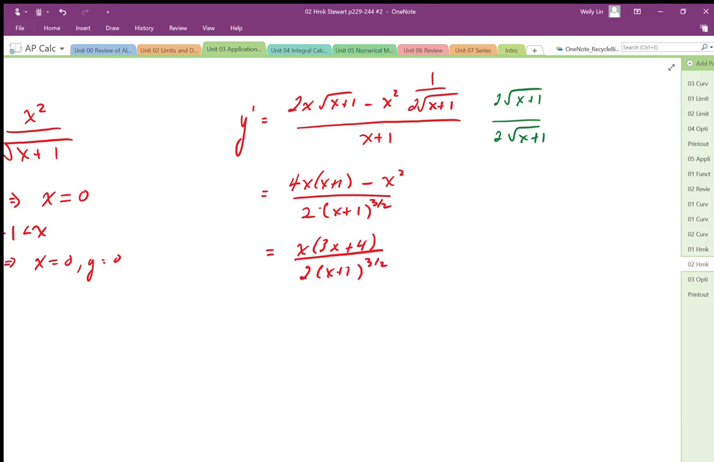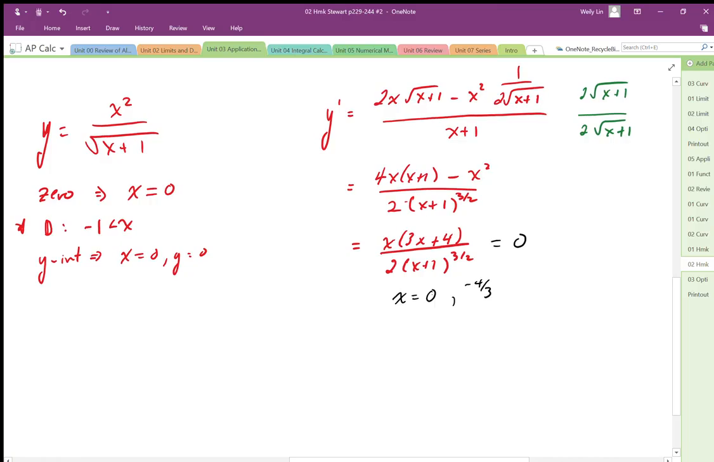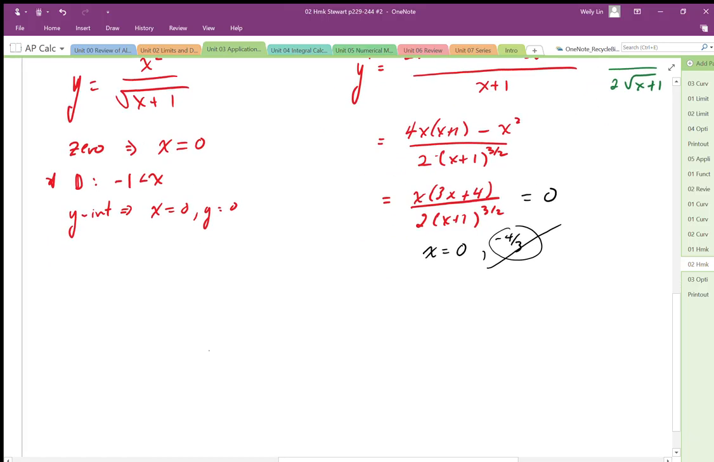Now I want to make this equal to 0 to find where the derivative is 0, so I solve the numerator equal to 0. When it's equal to 0, x equals 0 and x equals -4 over 3. Now, when I check my domain, -4 over 3 is outside my domain, so I know I can ignore that point. And I'm going to start making my slope chart here.